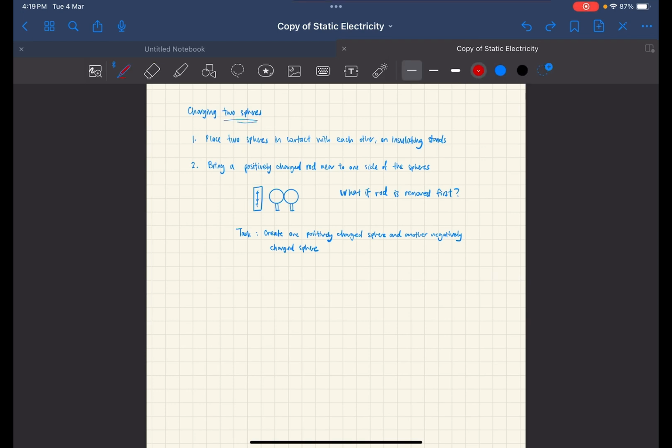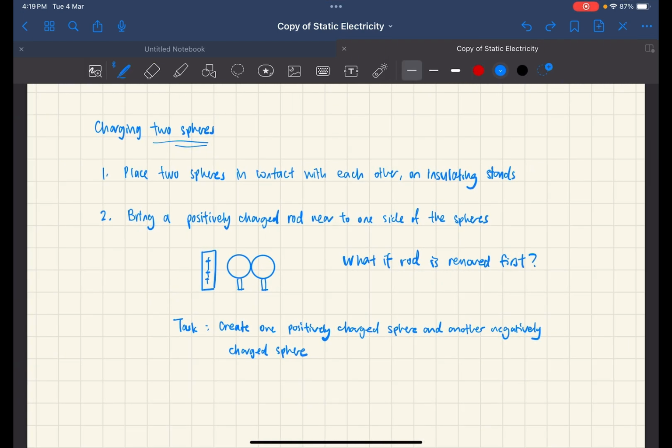Okay, welcome to this second portion over here. So this portion will be on charging two different spheres. It's exactly the same concept as the one covered previously. All you need to do is treat the two spheres as one entire big sphere. So treat these two spheres as one big sphere.